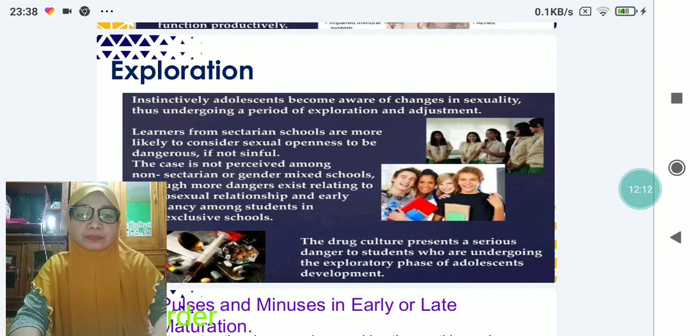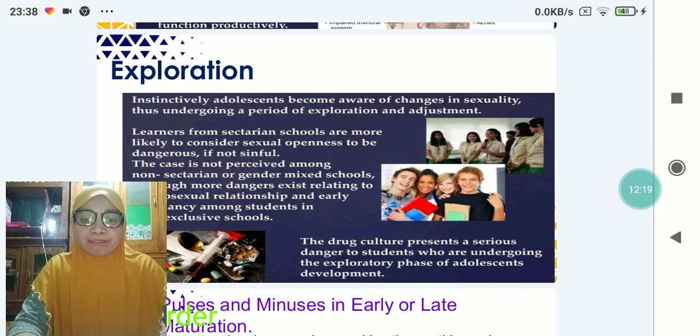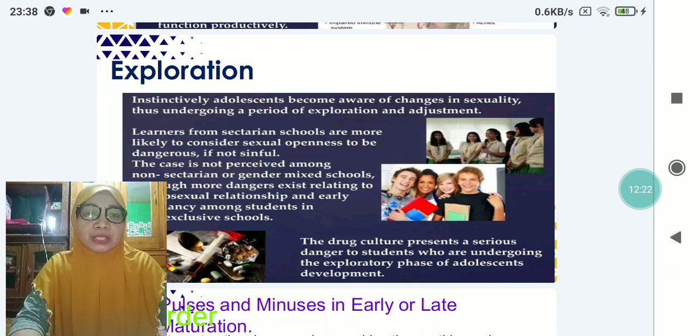Exploration. Instinctively, adolescents become aware of changes in sexuality, thus undergoing a period of exploration and adjustment. Learners from sectarian schools are more likely to consider sexual openness to be dangerous, if not sinful. This is not perceived the same way in non-sectarian or gender-mixed schools, although more danger exists relating to heterosexual relationships and early pregnancy among students in non-exclusive schools.